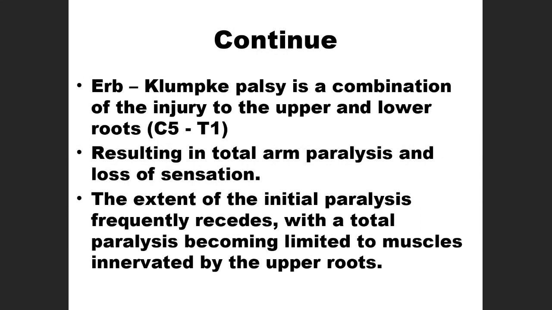Erb-Klumpke's paralysis is a combination of the total injury, involvement of upper and lower roots, everything will be involved. This results in total arm paralysis and loss of sensation. The extent of the initial paralysis frequently recedes, becoming limited to the muscles innervated by the upper roots. So usually whole C5, C6, C7, C8, T1 all are involved in the complete paralysis. The whole upper limb will be flaccid. The sensations of the upper limb are also completely lost.